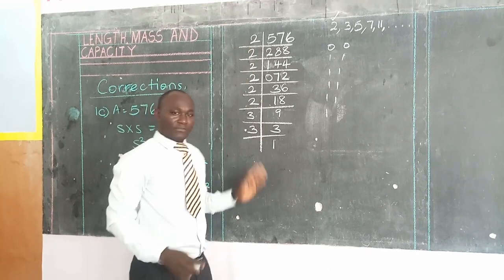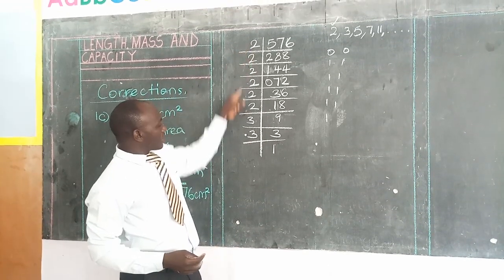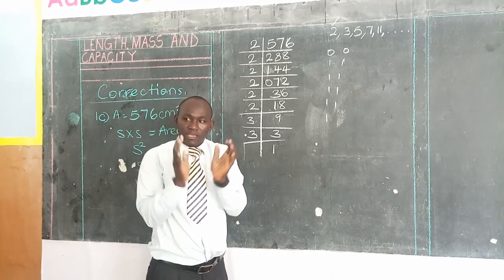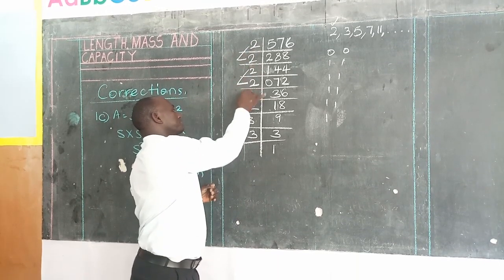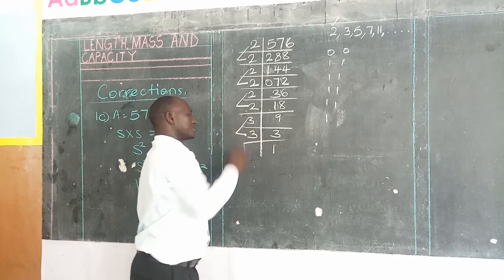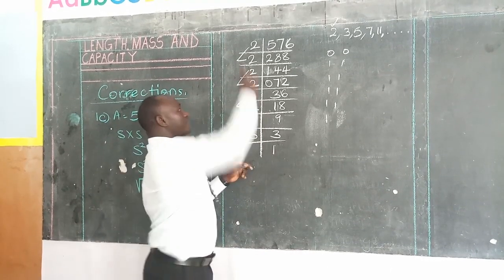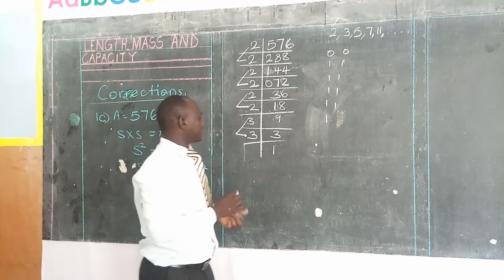Before I conclude with this, when you count the number of prime factors here, they should be in pairs. Like I can pair these two, pair these two, pair these two, then pair up these 3s. If one is left out, know that there's a problem, either with the question or with you. That means you should try again.